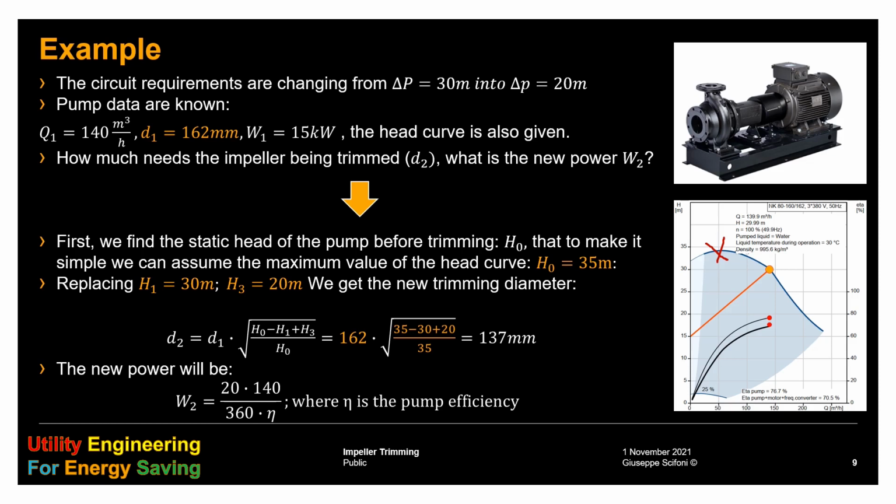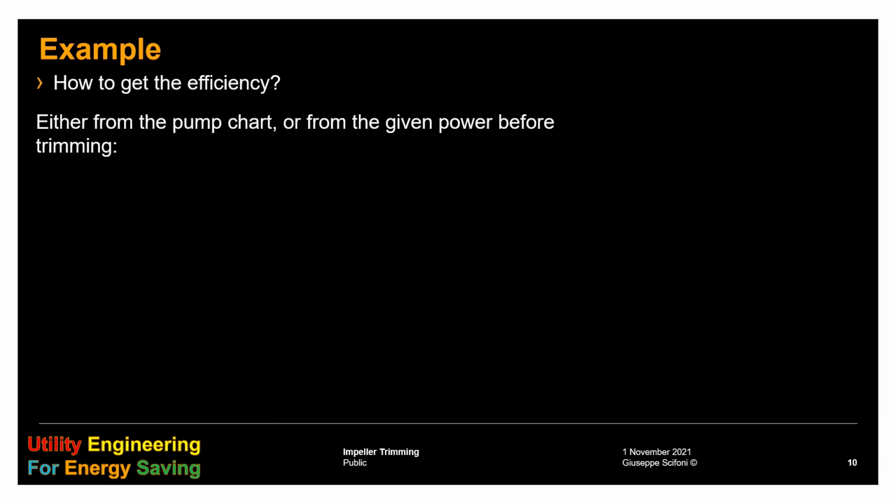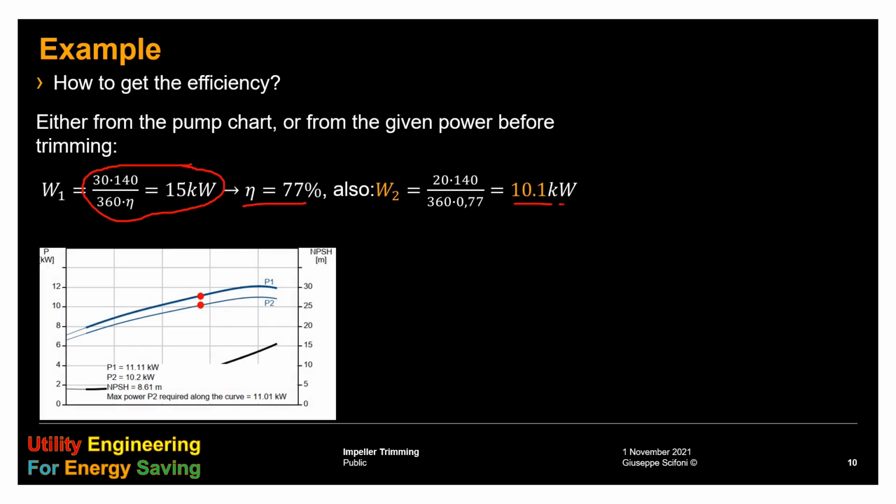The expression of the power is head times flow divided by 360, that is a conversion factor, and divided by the pump efficiency. But who tells us the efficiency? We assume it will not change from the original condition. We may get it from the power expression before trimming. So, using the same formula but inverse, we find eta 77%. And then the new power after trimming is 10.1 kilowatts. If we compare with the real curve, we find 10.2, very close.